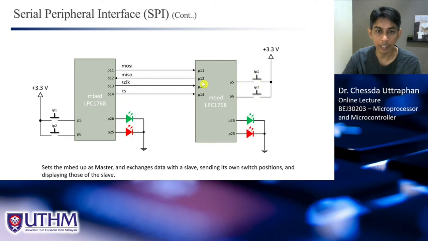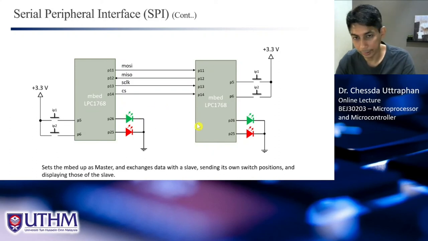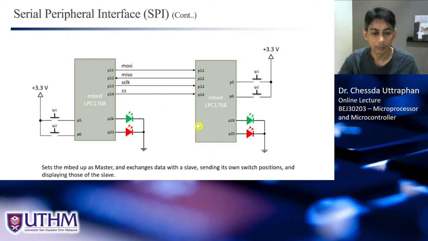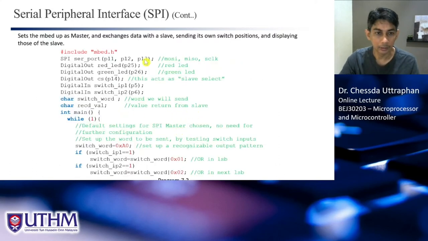Again, this means that we need to read the switch condition from here, send it through this line, and output here. So that is the thing that we want to do in this case. So this is the program.